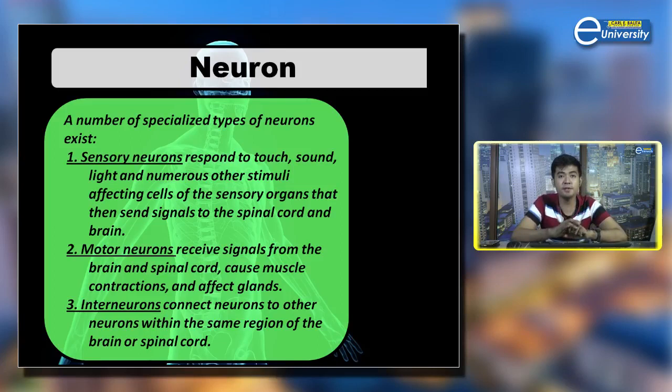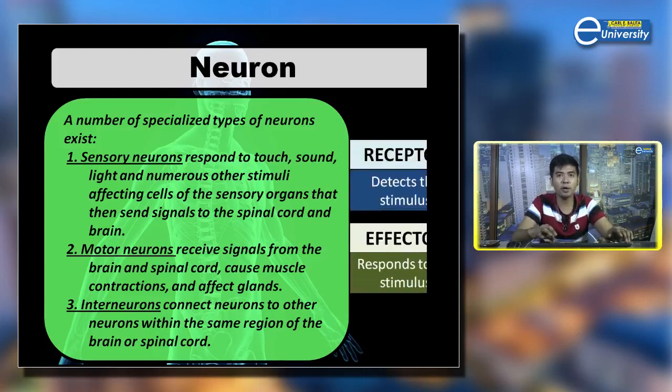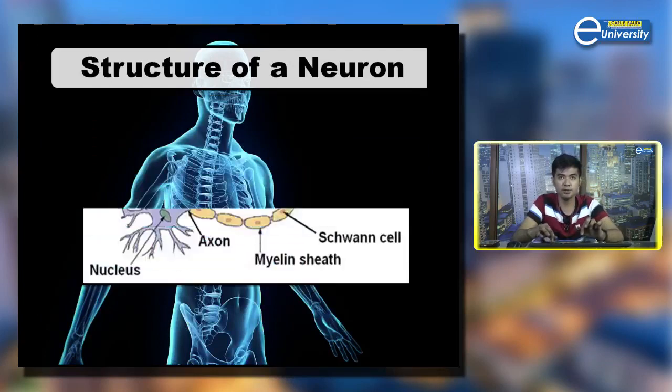While motor neurons receive signals from the brain and the spinal cord, cause muscle contractions, and affect our glands. While the interneurons connect neurons to other neurons within the same region of the brain and the spinal cord. So again, receptor detects the stimulus and the effector responds to the stimulus.